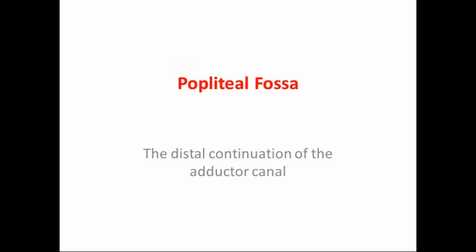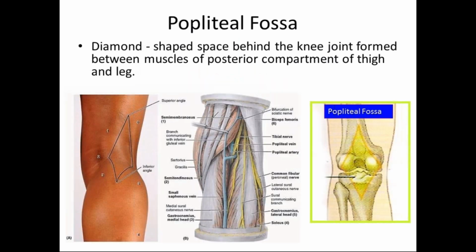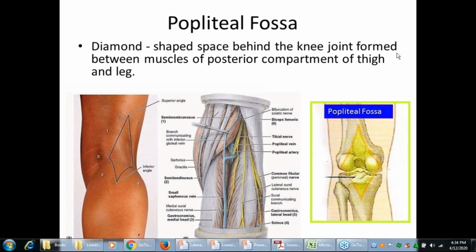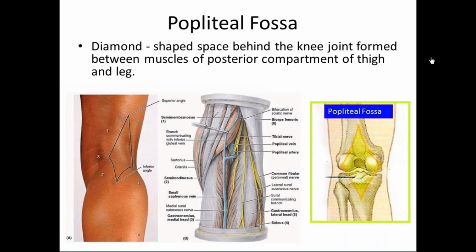Hello all. Today's topic is popliteal fossa. Popliteal fossa is a diamond-shaped depression lying behind the knee joint, involving the lower part of femur and the upper part of tibia. It is well appreciated when the knee joint is in a semi-flexed position.